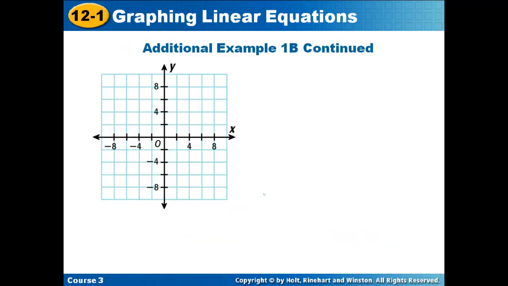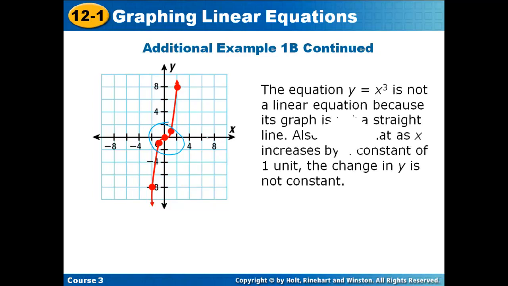Let's graph the points. When we're graphing, we put the points. Let's draw. See, it's not a line. So this equation is not a linear equation, because this part is not a line. It's not a straight line from start to end. If it's a straight line, it should be a straight line like this. So this one is not a straight line, so this equation is not a linear equation.